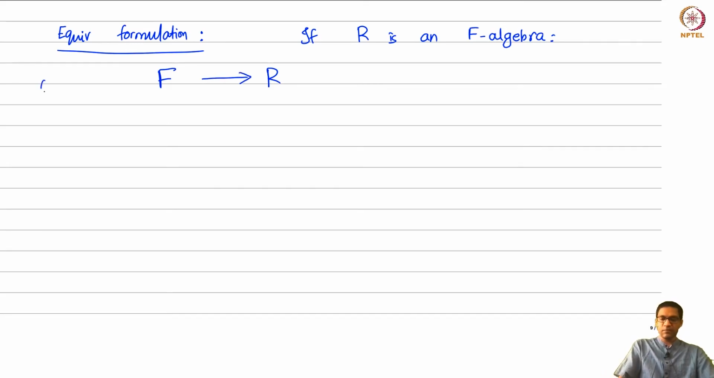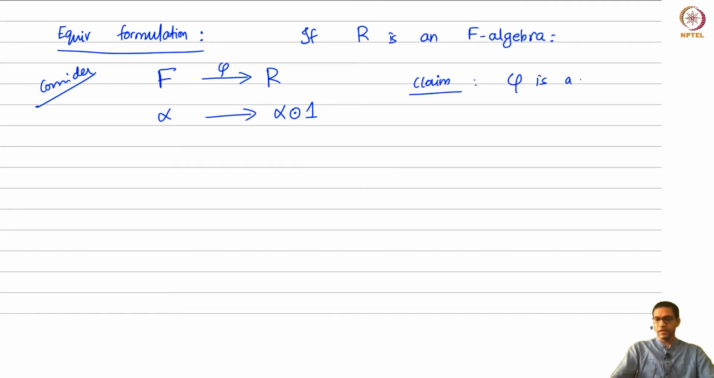So consider the following map. Take a scalar alpha and map it to, the ring has a special element, the multiplicative identity, you scalar multiply it by alpha. You can scale 1 by alpha. That gives you some ring element. So consider the map, let's call it phi, defined like this. Then the claim is that phi is actually a ring homomorphism.